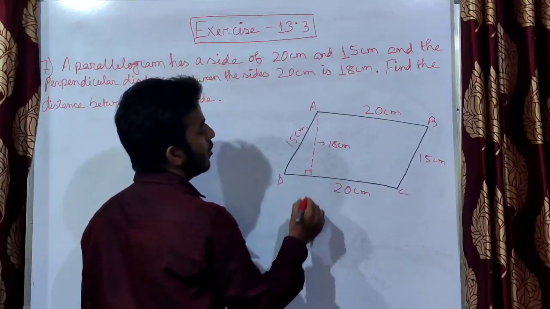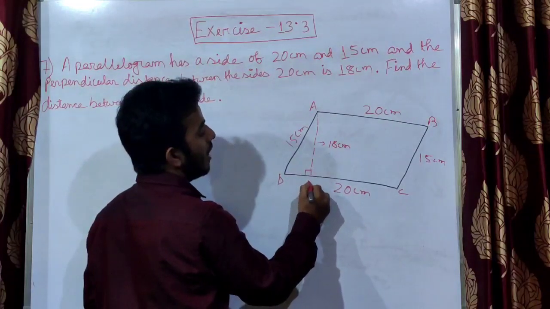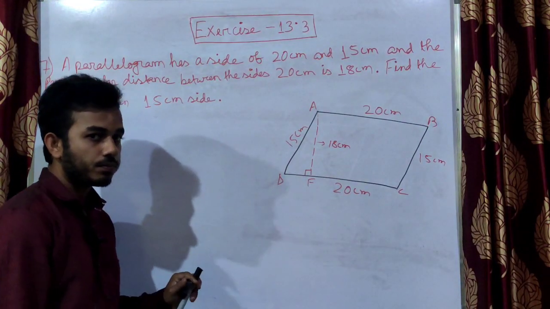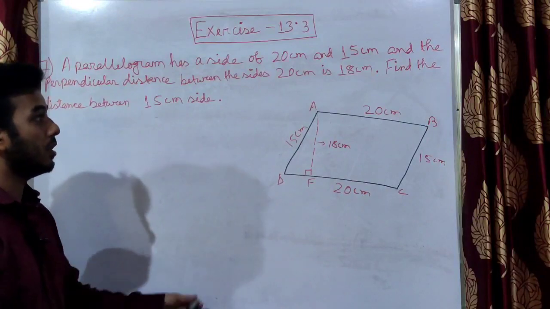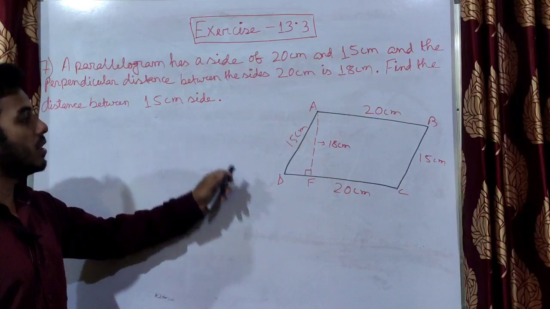As it is perpendicular, it will be 90 degrees. So we name this line segment as AF. Now what is asked in the question? The question asks us to find the distance between the 15 centimeter sides.